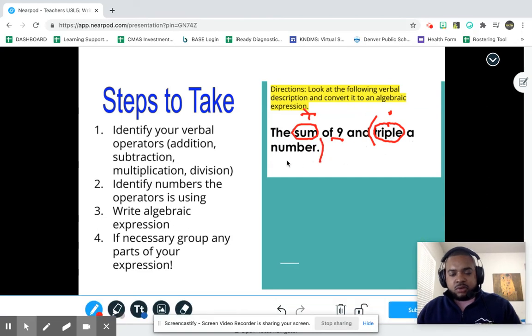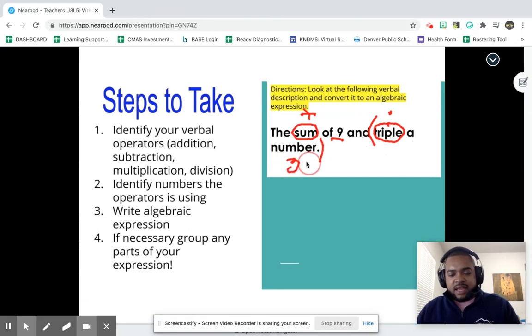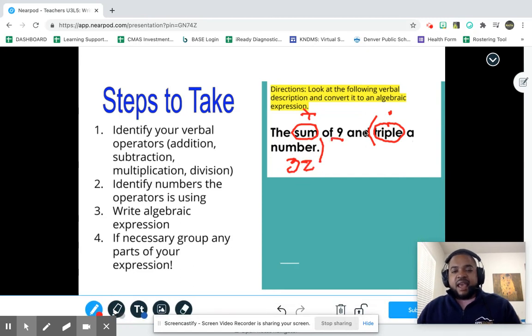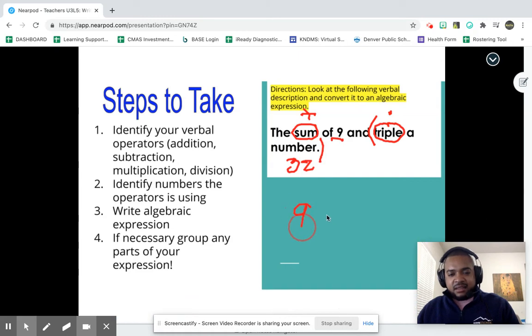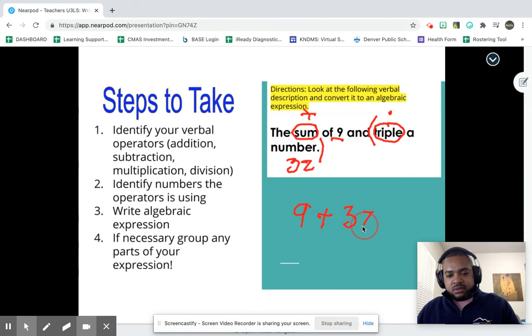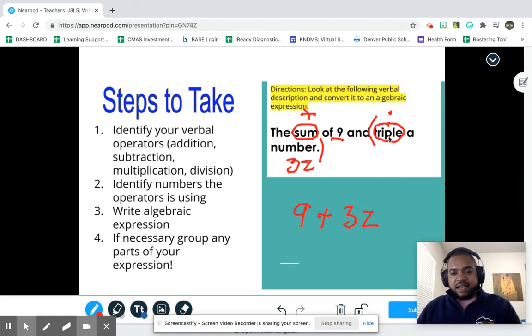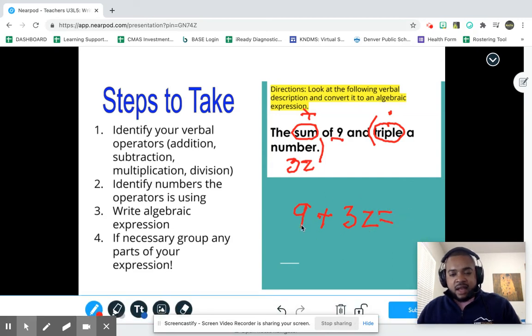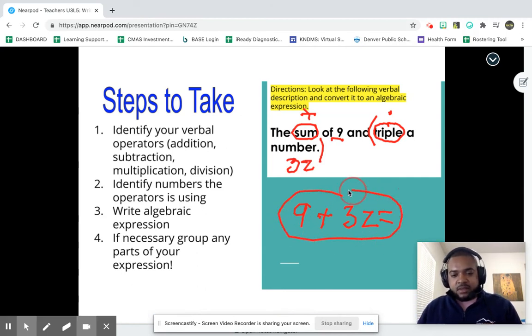What is triple a number? Well, 3 times a number. So I'm going to represent 3z. So I need to add 9 to whatever I get when I triple a number. The sum of 9 and triple a number: the answer I will get is the answer to 9 plus triple a number. Yep, that looks correct to me. And there is your algebraic expression.